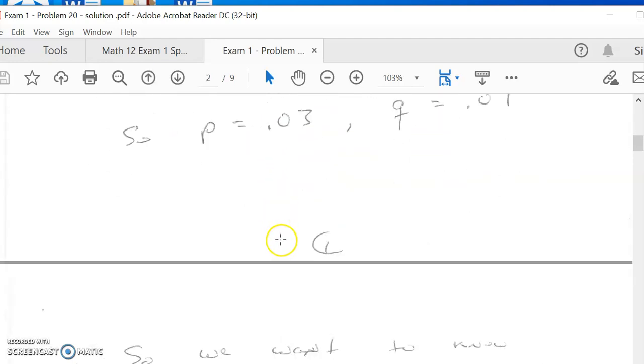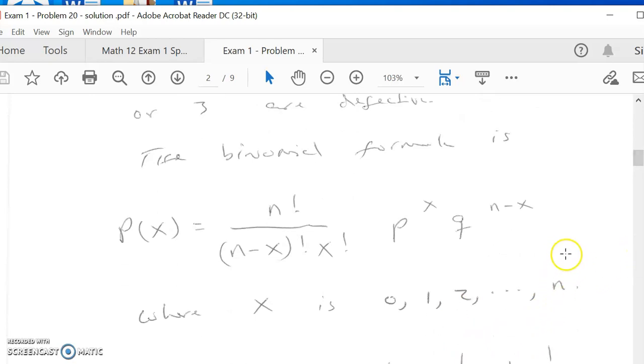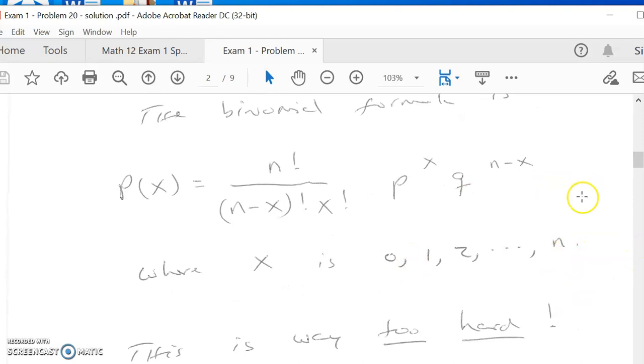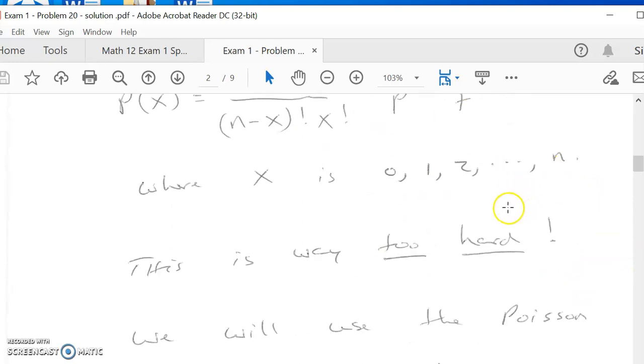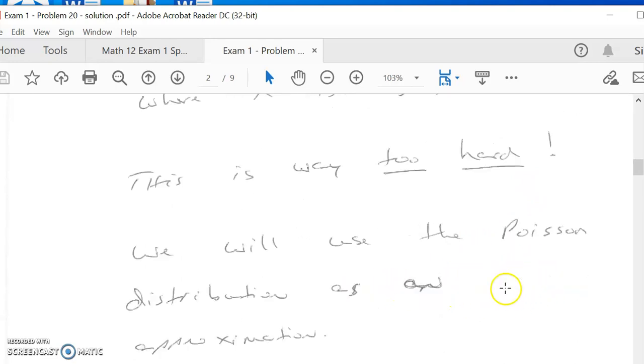This formula is one we always use, and x is the number of defective items we're interested in. It could be 0 defective, 1 defective, 2, 3, 4, 5, 6 defective, all the way up to n defective, out of the 170 that you picked. Well, good luck doing this calculation. What a headache, right? So it's too hard. One of the ways that we can do this is to use the Poisson distribution. It's an approximation.